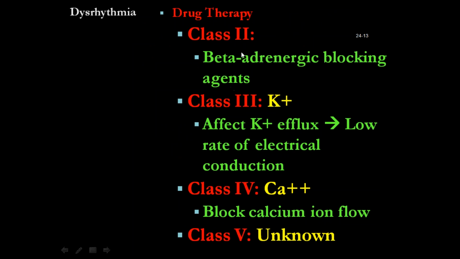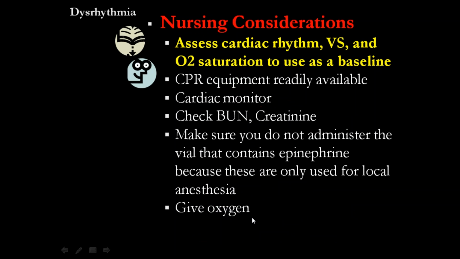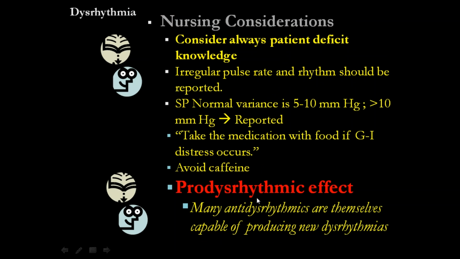Class 2 is the second letter of the alphabet, beta-adrenergic blocking. Class 3 has like three legs, 1, 2, 3, is potassium. Calcium is 4, and the 5 is going to be the adenosine, digoxin, that we are going to see now. All right, so here we have the pro-dysrhythmic effect.